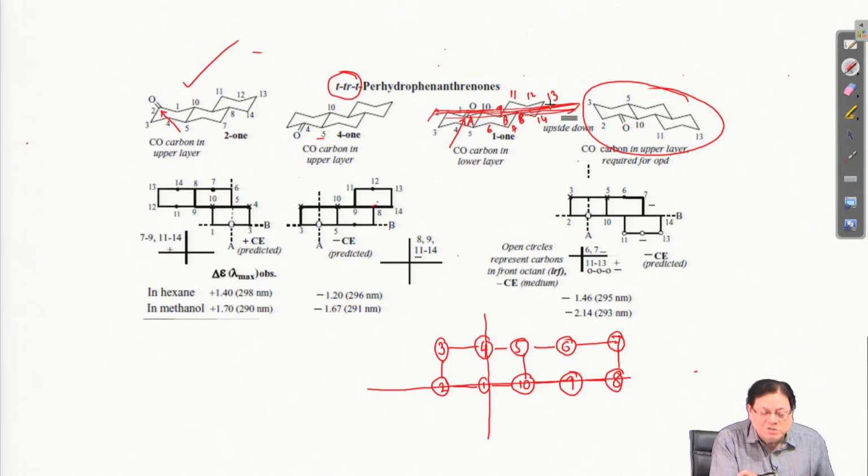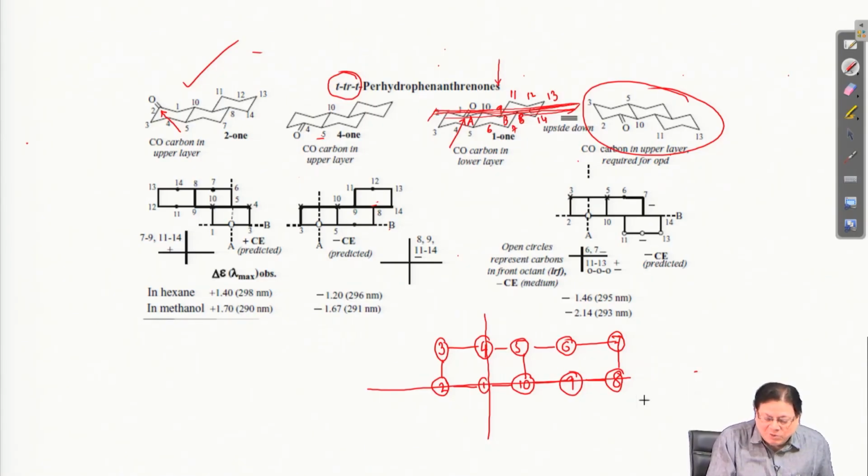If you do that, you see that we should observe from this side. So 3, 4, 5, 6, 7 will fall in the rear octants. But what about 11, 12, 13? As you see, they will be towards the side of the observer, so they will be in the front octant. That is another important change here.